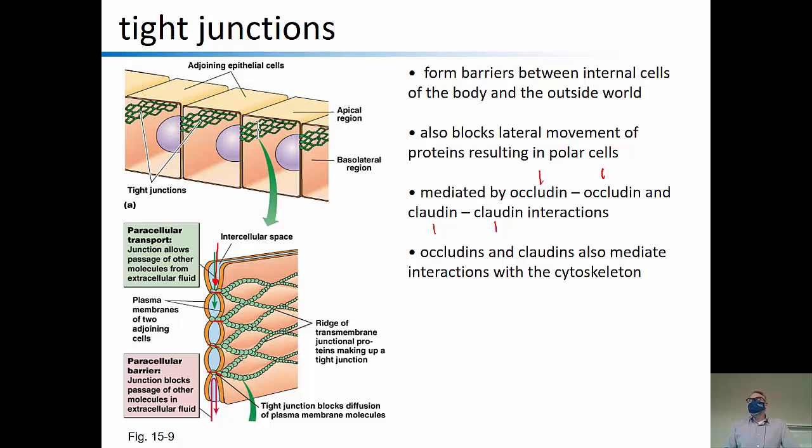And so this means that for cells that have these tight junctions around them, if something wants to pass through, they actually have to move through the cell. And so this is what we see, for example, in the gut. For things to get from the gut lumen beyond into the blood, they, in most cases, have to actually move through the cells themselves, which means they can be selectively moved through.